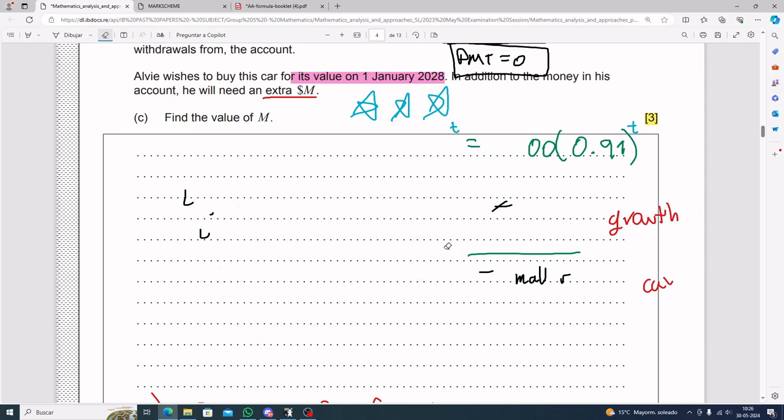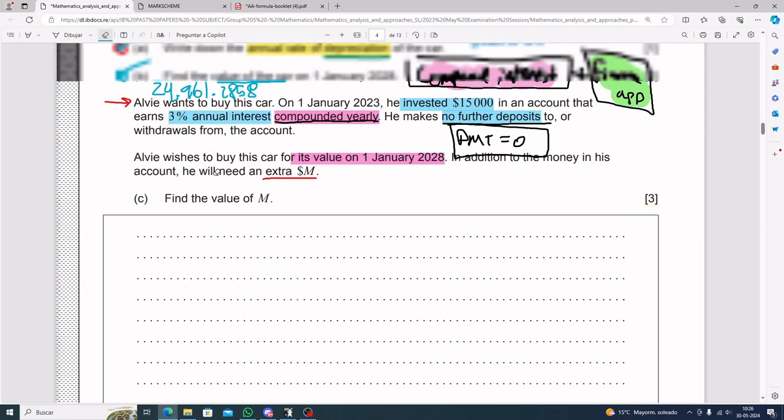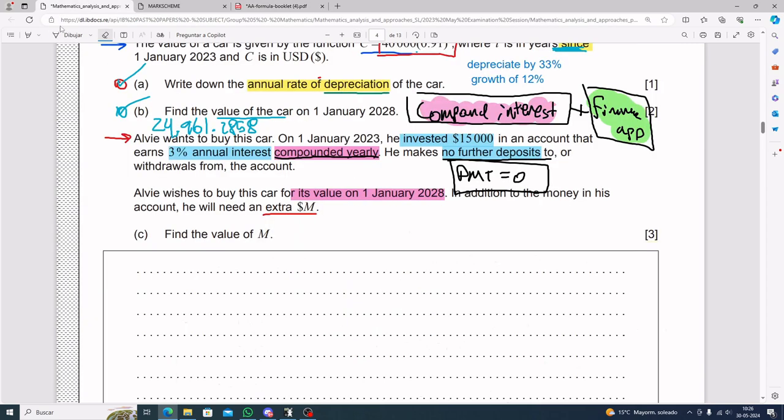Second of all, keep in mind that the compound interest formula asks for 5 things. The things that it asks for are FV, PV, K and R. So first let me write down the equation real quick. We have FV equals PV times (1 plus R divided by 100K) to the power of K times N.